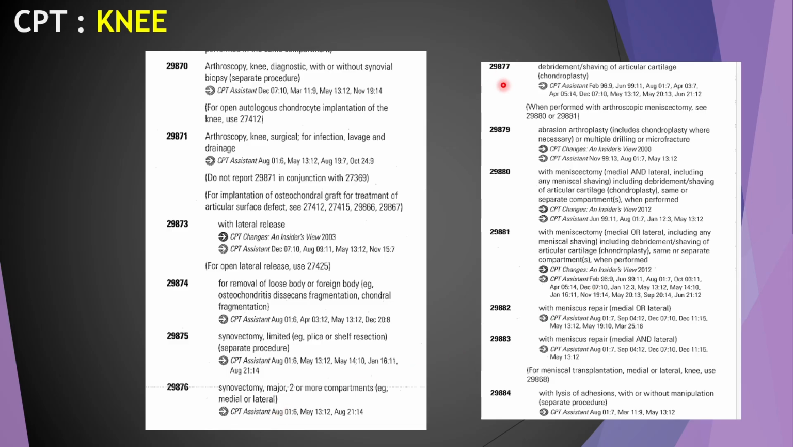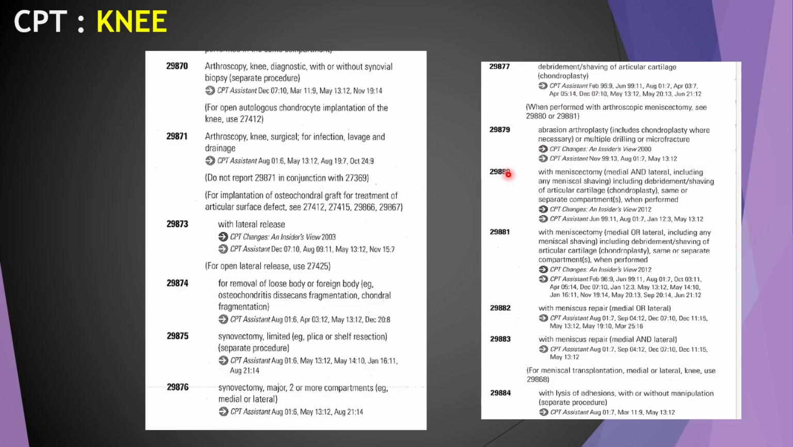Okay, now coming to the next, that is 29877, debridement shaving of articular cartilage, chondroplasty. Arthroscopic knee surgical with debridement of the articular cartilage, chondroplasty. When performed with arthroscopic meniscectomy, see 29880 and 29881. Okay, what is the parenthetical note here? While meniscectomy arthroscopy is done, we have to see those procedures, 29880 and 29881, whether they are performed or not.